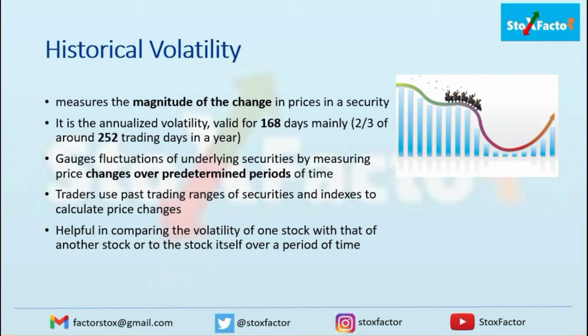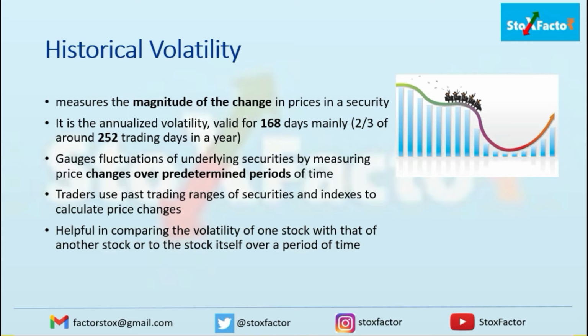Now friends, let us cover historical volatility. You must have heard this term. Now the historical volatility is not related to the option, it is related to the underlying security. Like if we take an example of a stock, suppose SBI. So what is historical volatility? Historical volatility would be calculated based on the previous data, and they will see the movement of that stock for 1 year, the range, and they will calculate the historical volatility, which will be applicable for 1 year. So generally it is also called annualized volatility, and it is valid for 168 days, mainly 2/3 of the 252 trading days in a year.